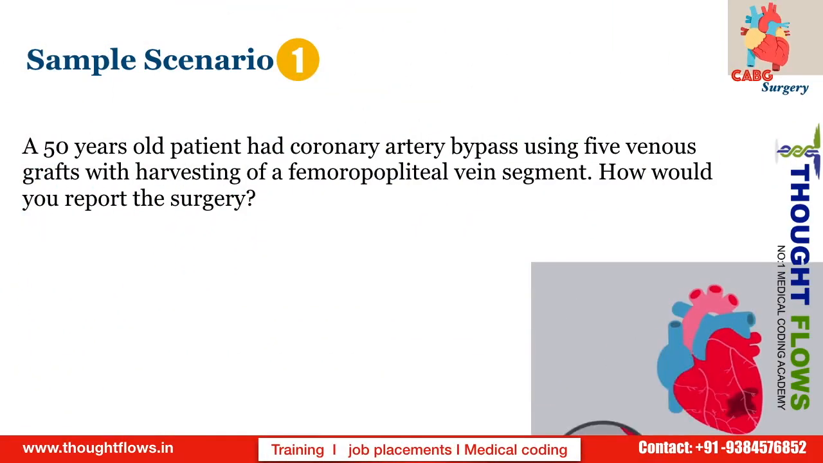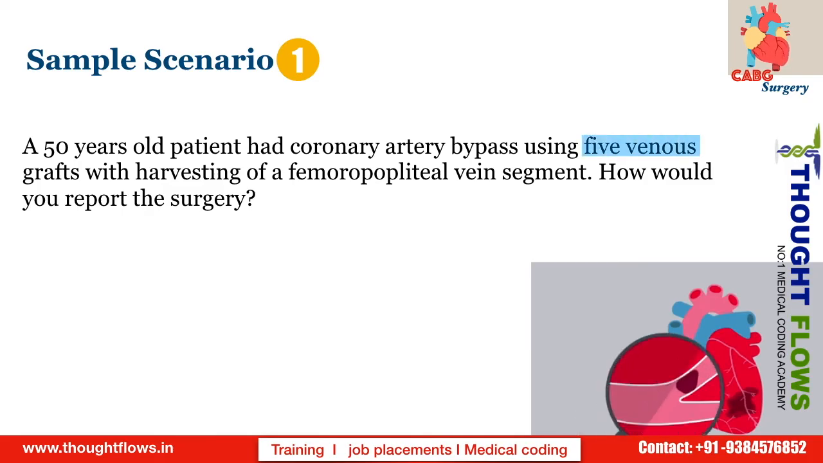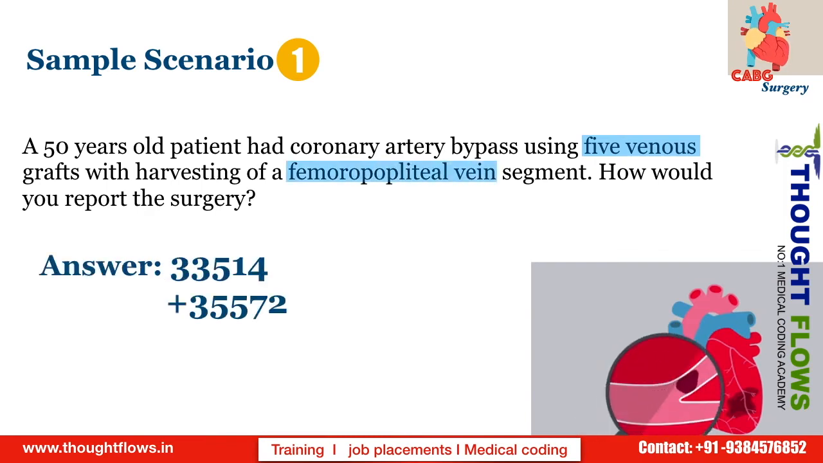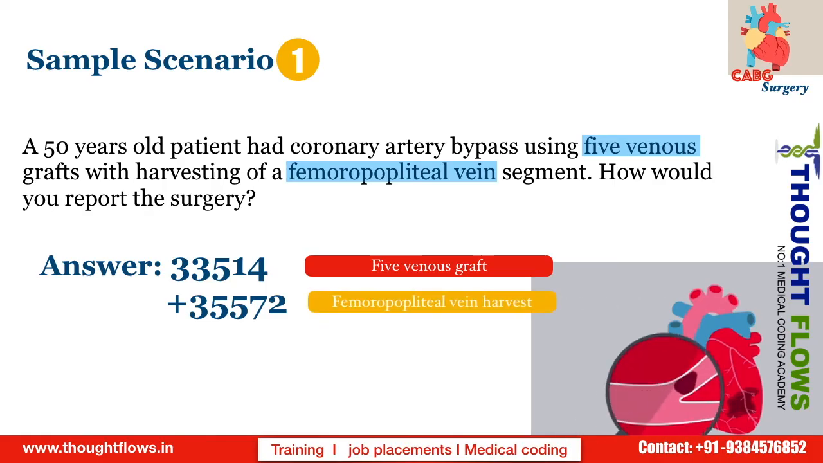In this sample, a 50 years old patient had CABG surgery using 5 venous graft, and which was harvested from femoropopliteal vein. So we had assigned the code 33514 and add-on code 35572. For 5 venous grafting, we had used the code 33514, and as we are harvesting from femoropopliteal, we have to take the add-on code 35572.